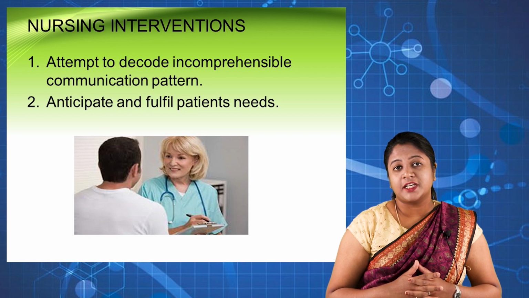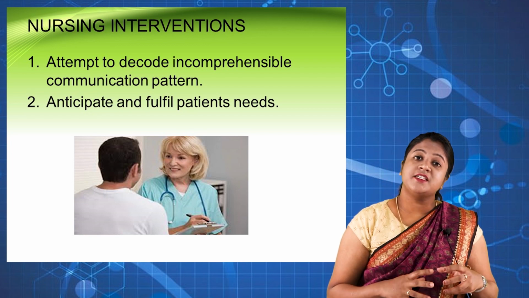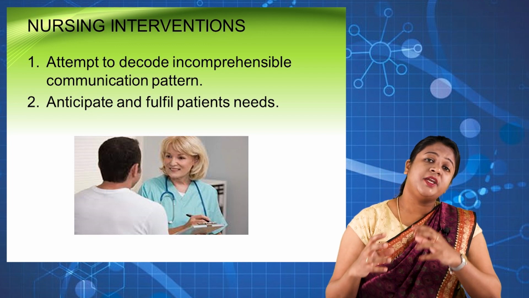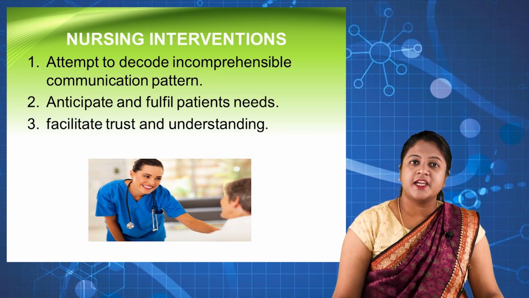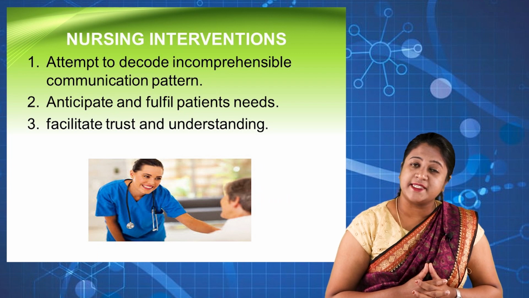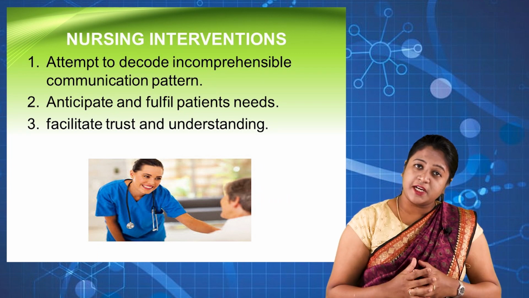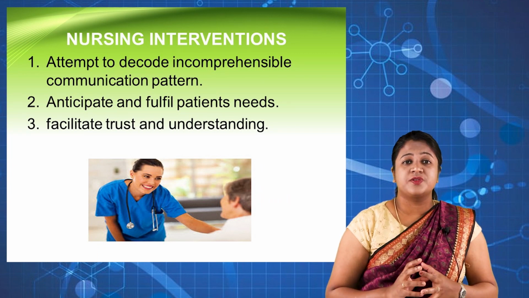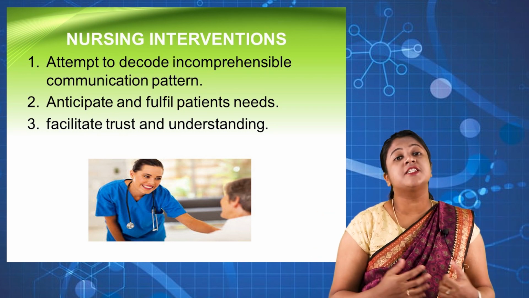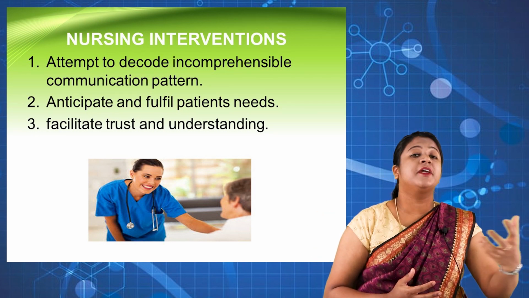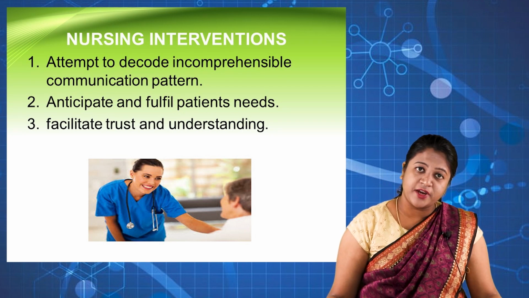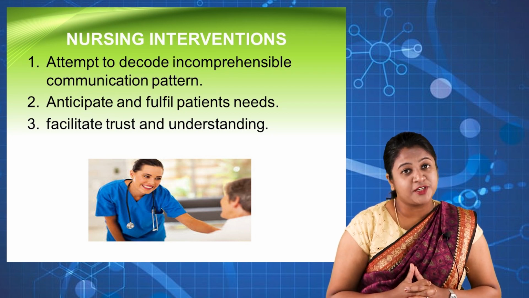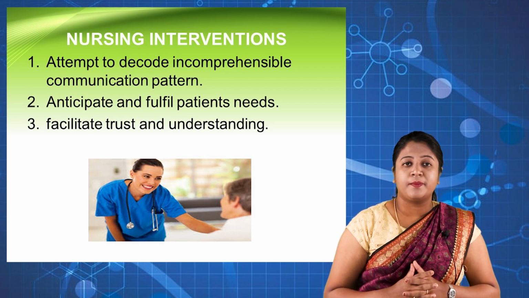Anticipate and fulfill the client's needs. Always, as a nurse, you should be ready to meet the needs of the client. Facilitate trust and understanding. You're going to accept the client exactly as he is. Talk to the client, build rapport and trust so that he will be able to ventilate his feelings. And as a nurse, you will really be there for the client to help him at difficult times. So these are some of the nursing interventions that you can plan for impaired verbal communication.